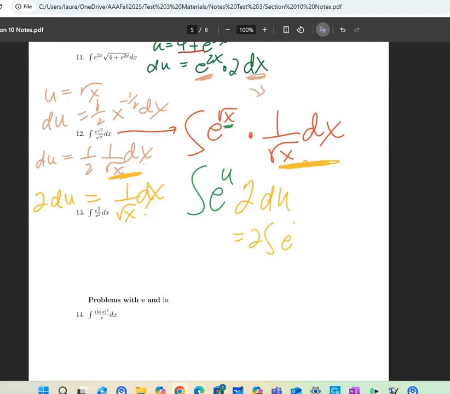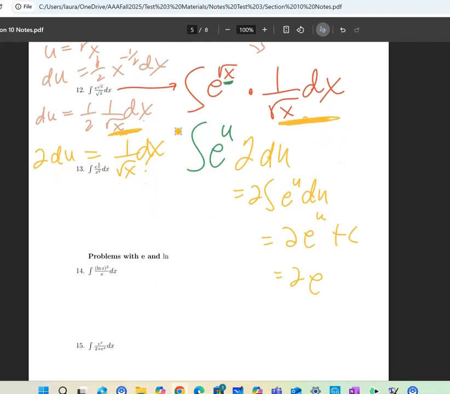You know you could pull the 2 outside and take the antiderivative. That's e to the u plus c, and you put the x's back in. So 2e to the root x plus c. All right, last one here. I'll stop for a minute.